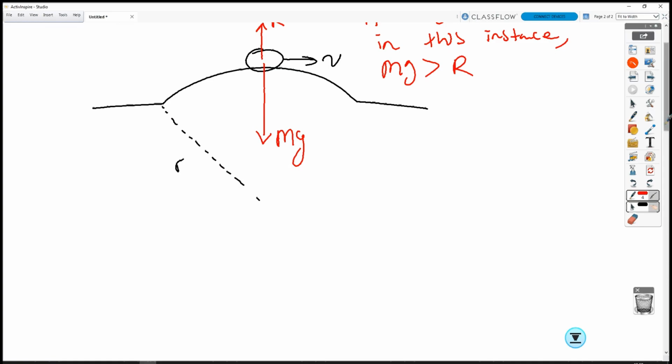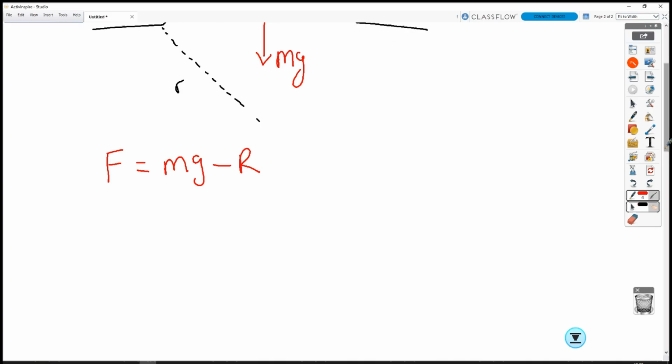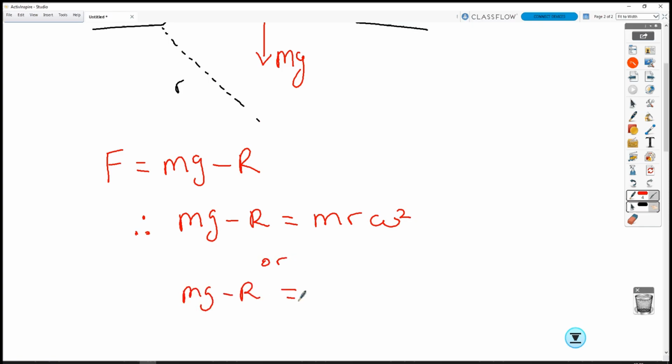So if we want to look at the resultant force, it is going to be F is equal to mg minus R. And then we can equate that to mr omega squared or mv squared over r. So therefore, mg minus R equals mr omega squared, or mg minus R equals mv squared over r.